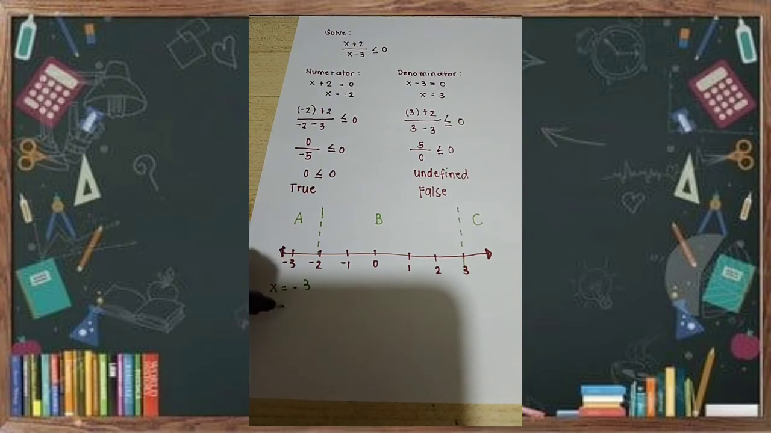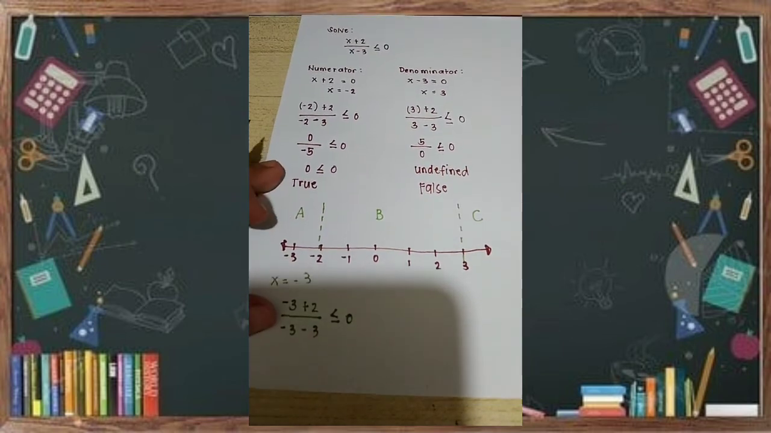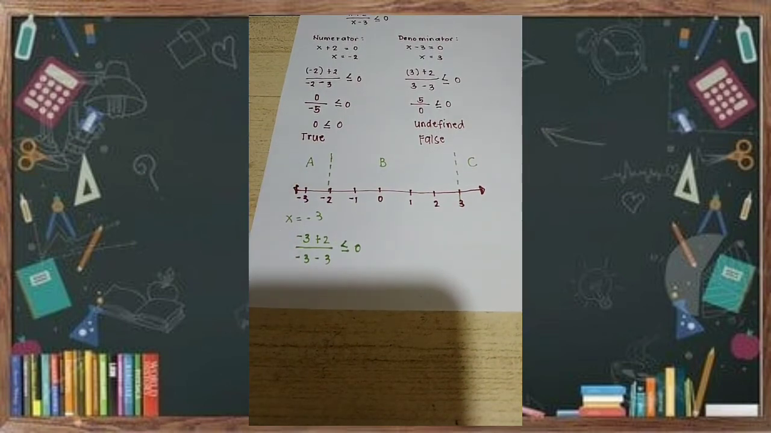inequality. Okay? So, at x negative 3, so negative 3 plus 2 over negative 3 minus 3 is less than or equal to 0. Okay? So, tingnan natin kung magtuturo siya or solution siya dun sa ating inequality. So, negative 3 plus 2 ay equals to negative 1 over negative 3 minus 3 ay equals to negative 6 is less than or equal to 0. Okay.